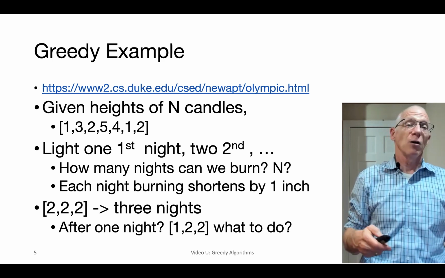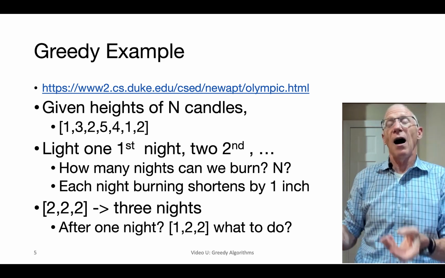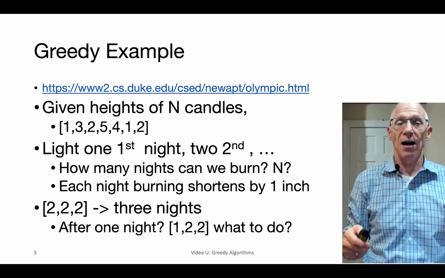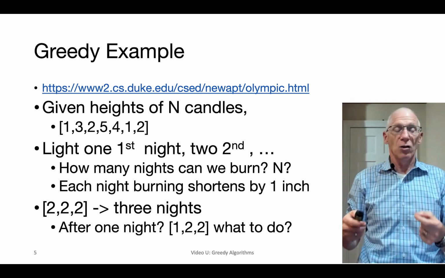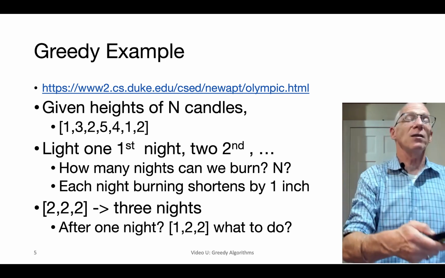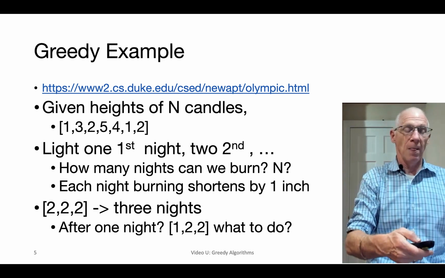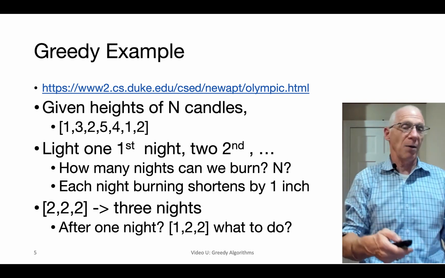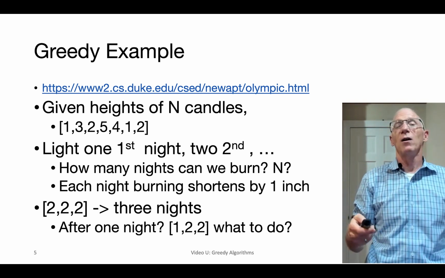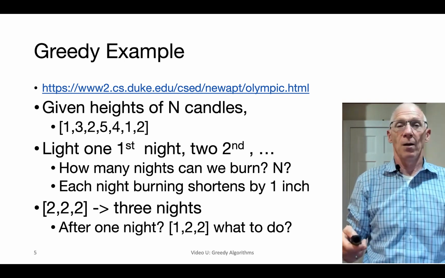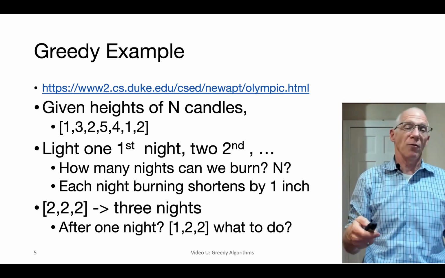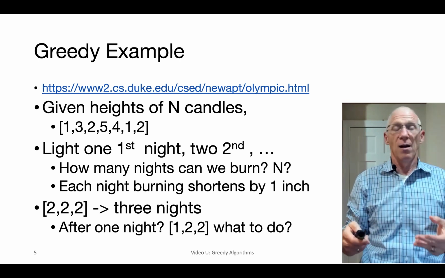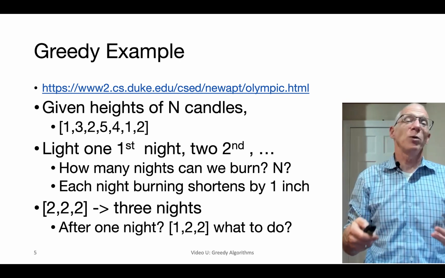If we could burn candles through the 6th night, on the 6th night we'd have to choose 6 candles, each of which is at least 1 inch high, to be able to burn them. So the question is, given some candle sizes as input, how many nights can we burn candles? There's an example at the bottom of the slide that says, suppose we have 3 candles of height 2. On the first night, we burn 1 of them, so we have a 1 inch candle and 2 2-inch candles. Then we pick one of the 2-inch candles.